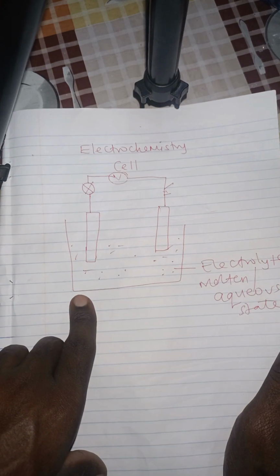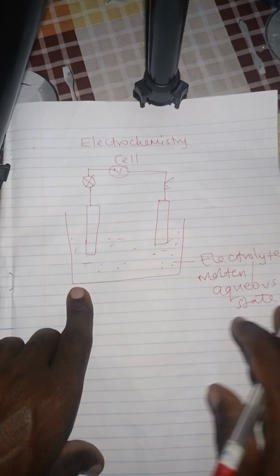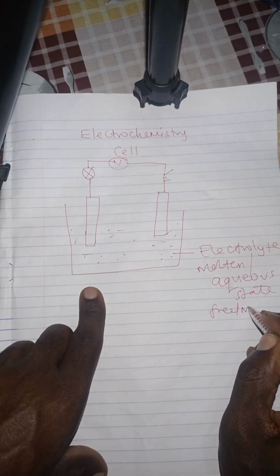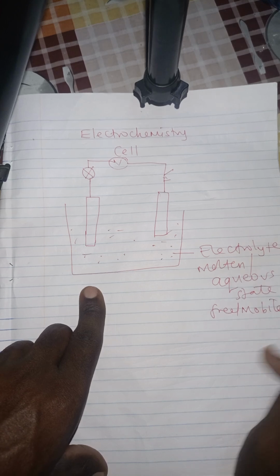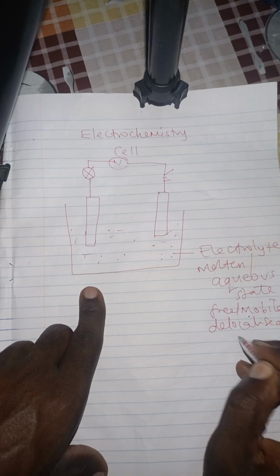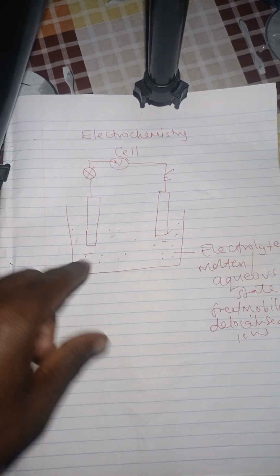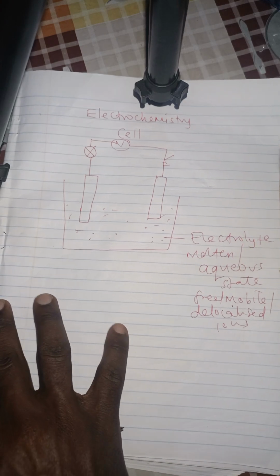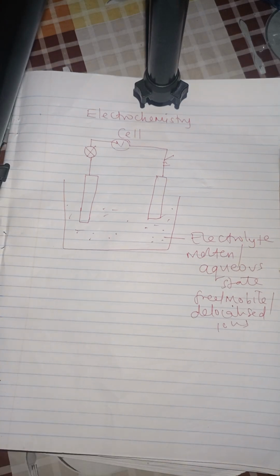We expect it to have free, mobile, or delocalized ions. And the free, mobile, or delocalized ions can help in the flow of current, or can allow current to pass through them.